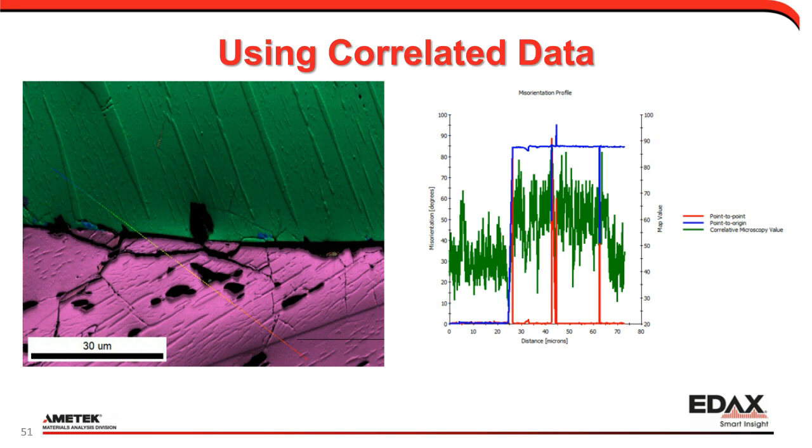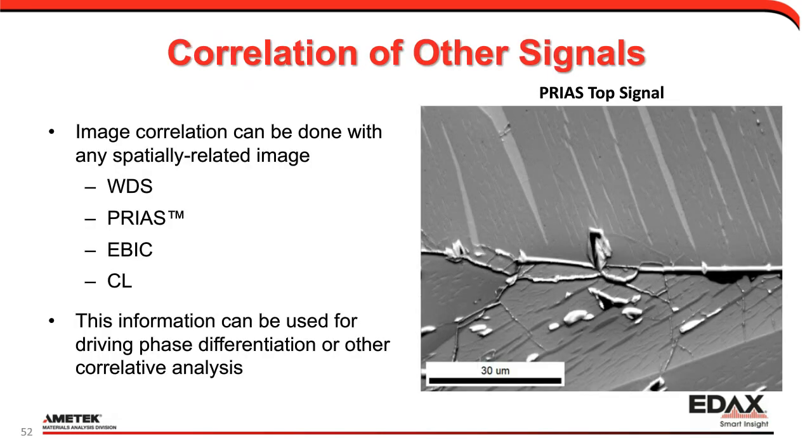And when we think about this, we can correlate it with a number of other signals. So we can do this really with any spatially resolved or related image. So a few examples would be WDS, Prius, Electron Beam Induced Current imaging, or Cathodoluminescence CL imaging. And once it's in the software, we can use that to help drive phase differentiation we've seen here, but other correlative analysis.